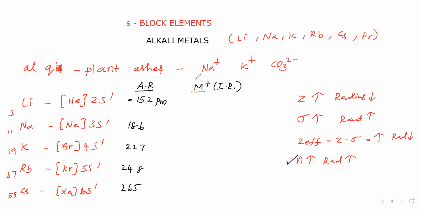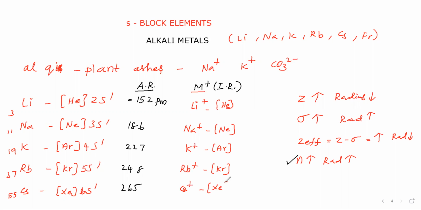The Li plus configuration is helium configuration. Na plus configuration is neon configuration. K plus is argon configuration. Rb plus is krypton configuration. Cesium plus is xenon configuration. Now, down the group of noble gases, number of shells increases, therefore atomic radius of noble gases increases. Like that, ionic radius of alkali metal ions is also increasing.